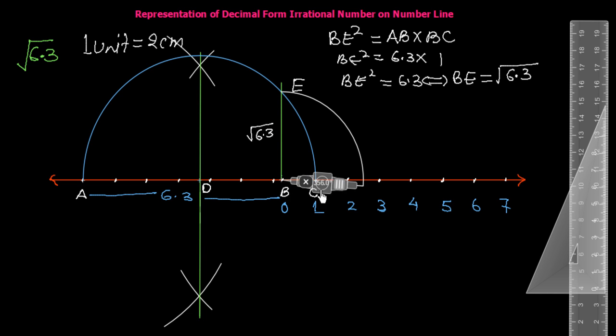So the B and this up to here, where it is cutting the number line, this radius is also square root of 6.3. So this is the position of square root of 6.3 we have got here. So in this way we could get the position of any decimal form irrational number on the number line. Okay.